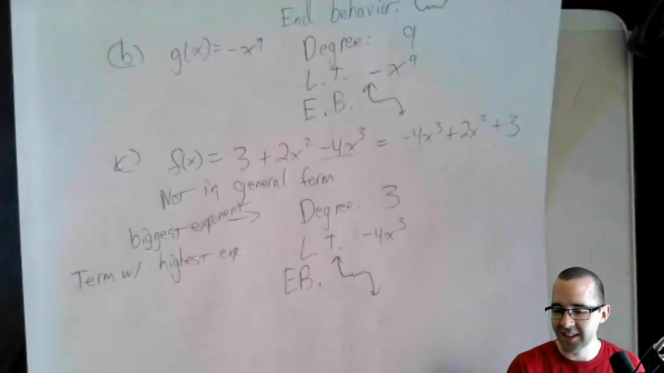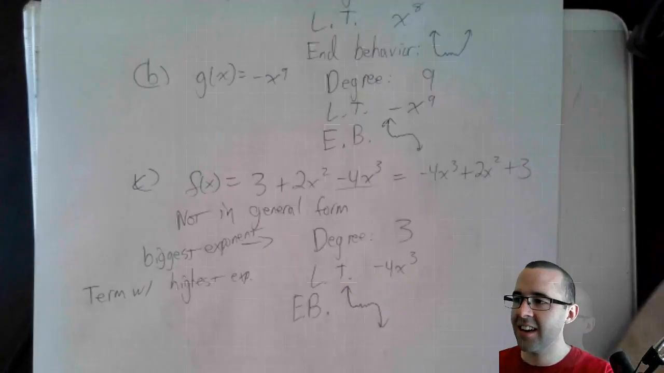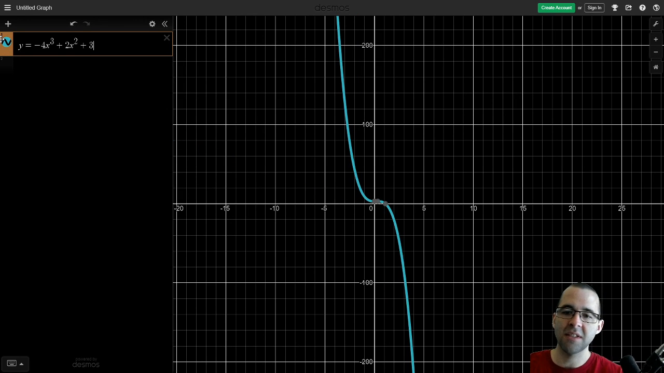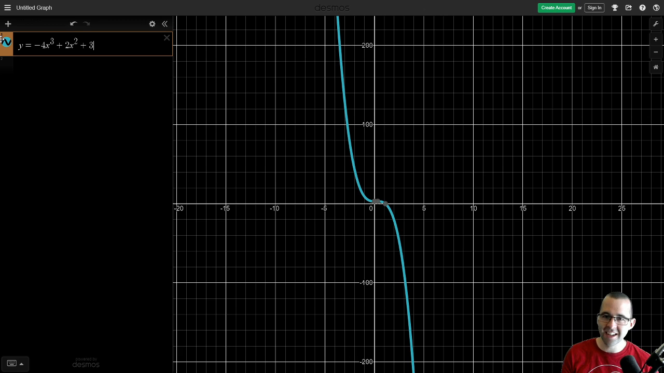Now we check out our answer. The function is -4x cubed plus 2x squared plus 3. Whoa! That has the right end behavior. Up on the right, down on the left. Sorry. Up on the left and down on the right.